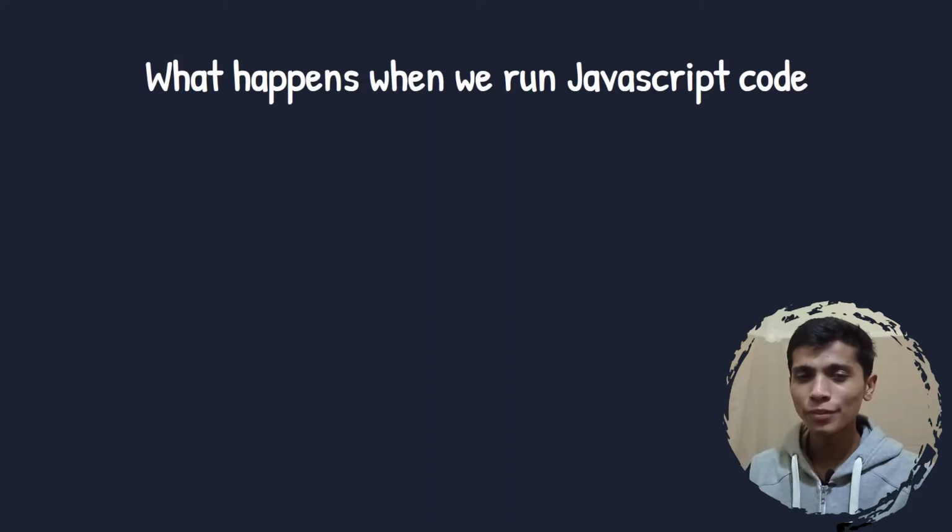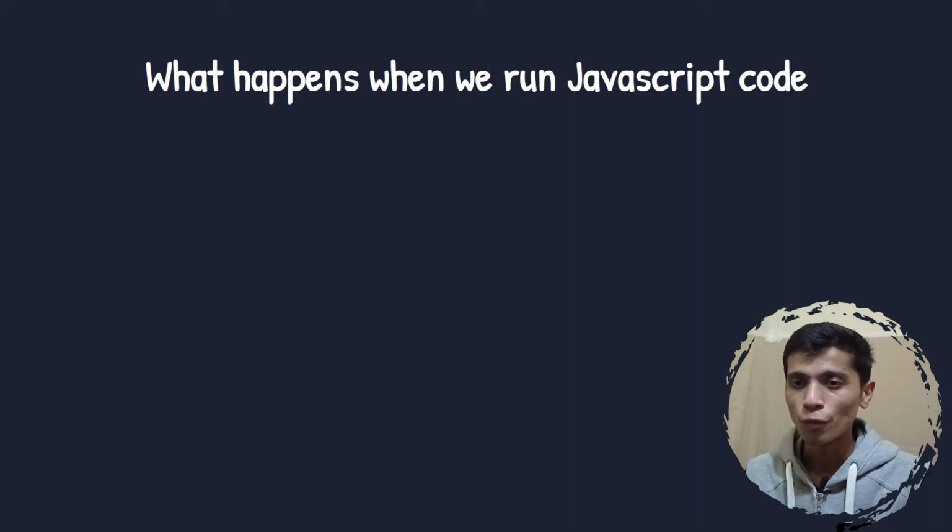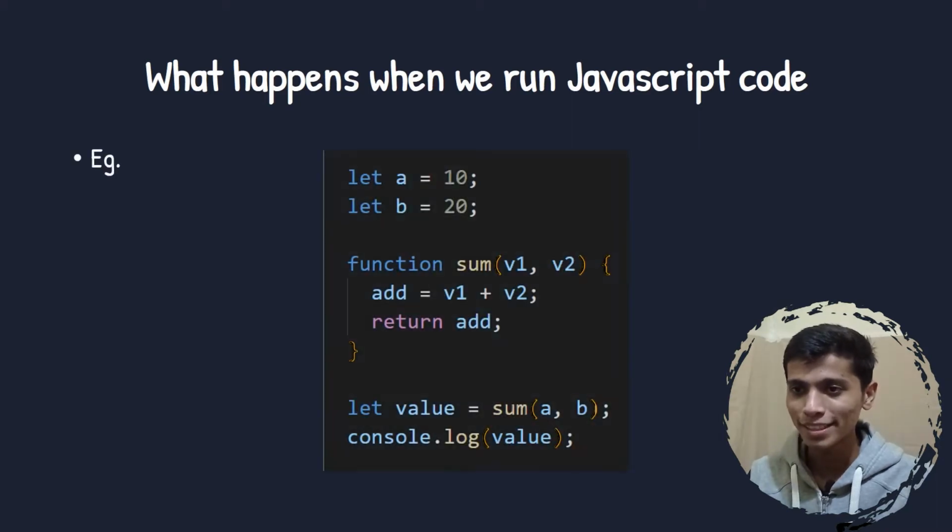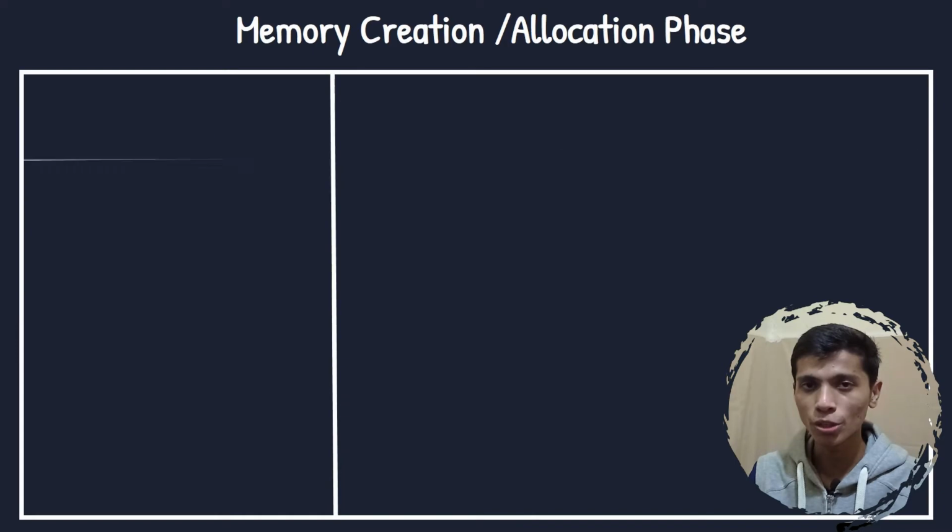What happens when we run our JavaScript code? So, for example, if there is code: let a is equal to 10, b is equal to 20, and a function sum which returns the addition of a and b. So, the first stage is the memory creation or the memory allocation phase.